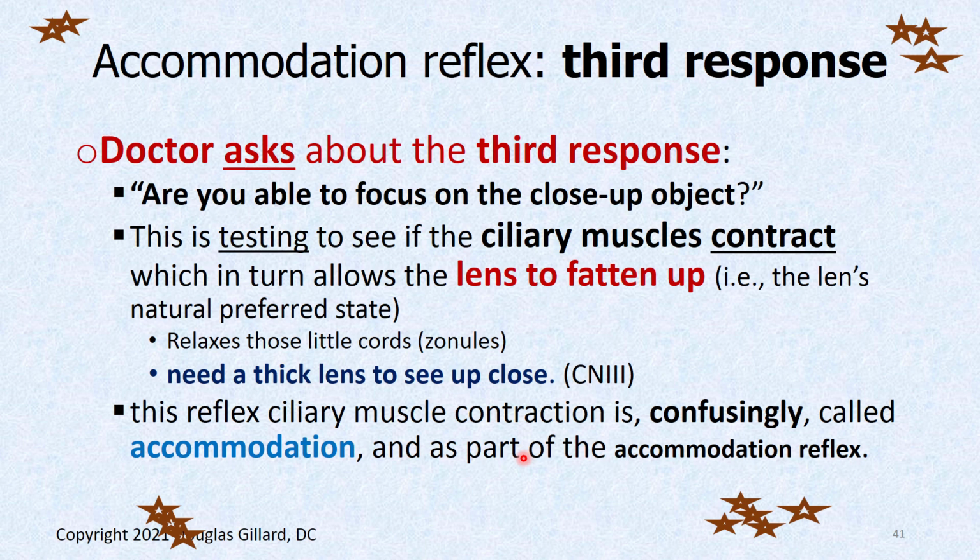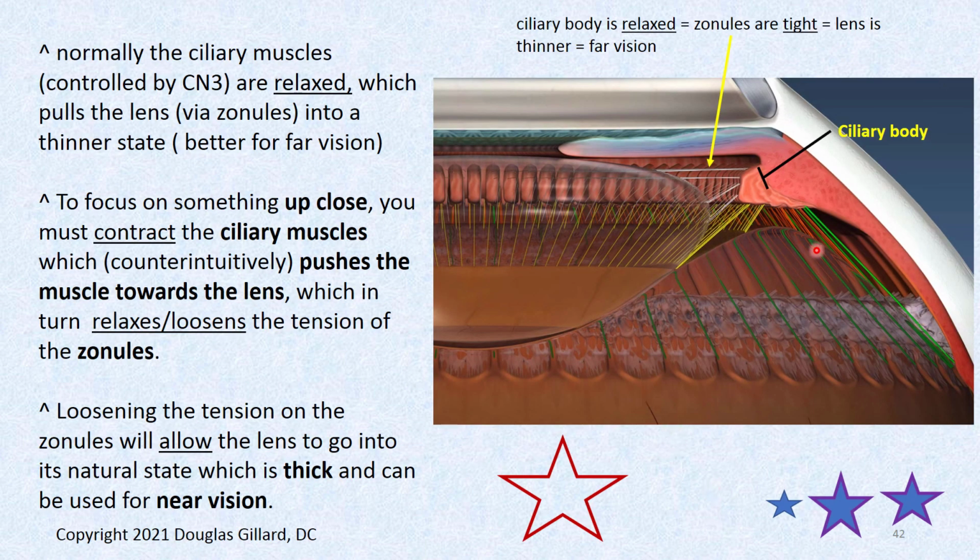And the ciliary muscle, for them to try to focus, the ciliary muscle contracts, which allows the lens to snap back to its normal fat state. And a fat lens gives you the ability to focus up close. Right? So this reflex, ciliary muscle contraction, is confusingly called accommodation, and you could call it the accommodation reflex if you want. It's probably better to just call it the accommodation phenomenon, because the accommodation reflex is all 3 of those procedures. Right? This is another weird area of anatomy.